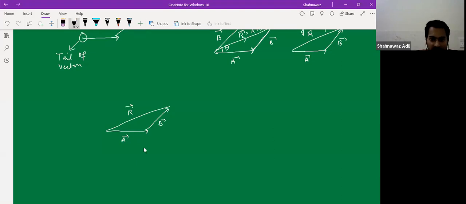The angle between A and B is theta, and you know that from the resolution of vectors. A vector has two components. This is theta, this is B. So the vector has two components. This one is the horizontal component, and this one is the vertical component.